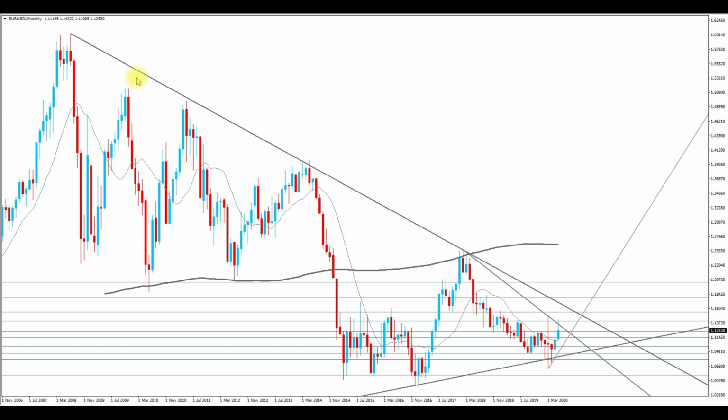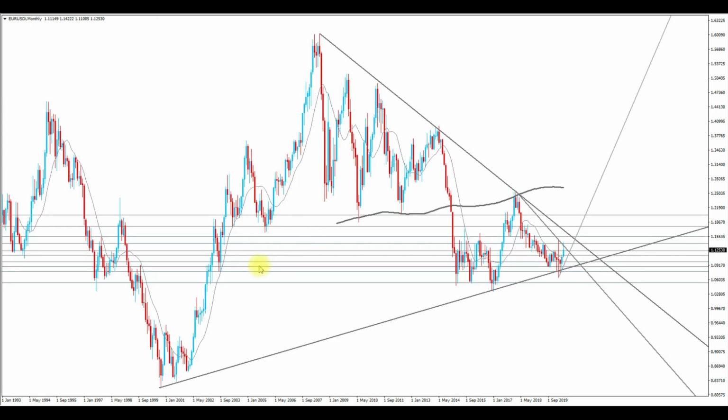So if we go in the monthly really quick, we can see that we have this large wedge pattern here. Price has been respecting this trend line here, and price has been respecting this trend line here. So I'm expecting price to come and consolidate and eventually break up to the upside or break down to the downside. And we'll make that judgment when price gets nearer to the end of the pattern.